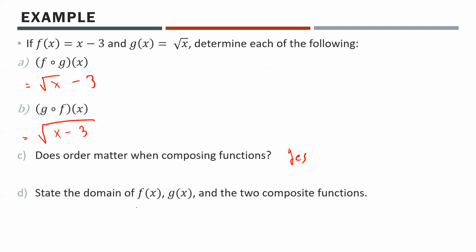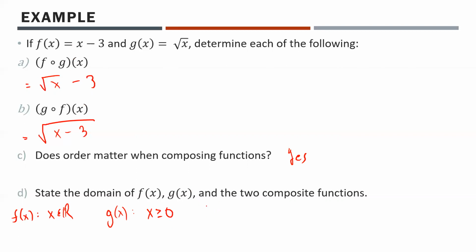Now state the domain of f of x, g of x, and the two composite functions. Well, we'll start with f of x. The domain of f of x, so in other words, the possible values of x we could plug in there, is x is an element of the real numbers. You can plug in whatever you want into there. There's not going to be any possible restrictions. G of x, on the other hand, remember, you can't take the square root of a negative number. So that tells us that for g of x, we have to say x needs to be greater than or equal to 0. No big deal there.